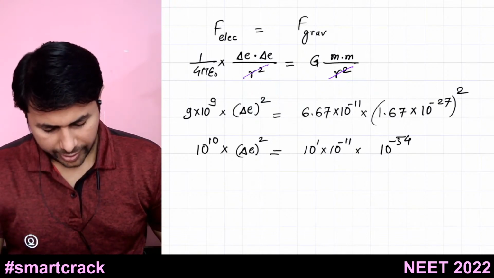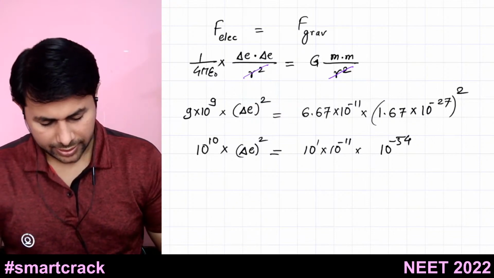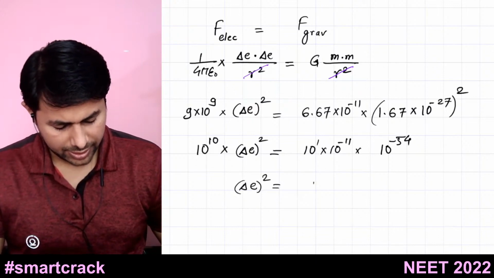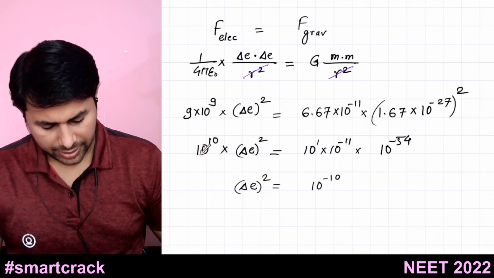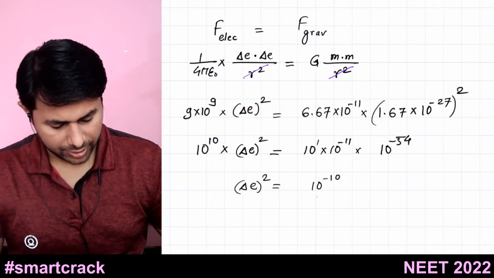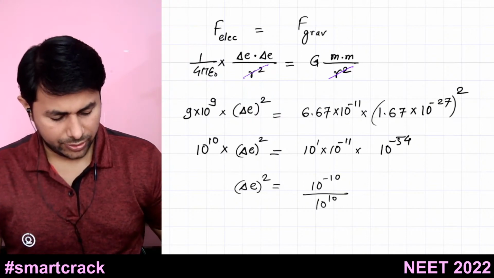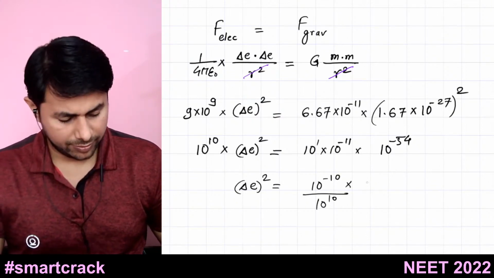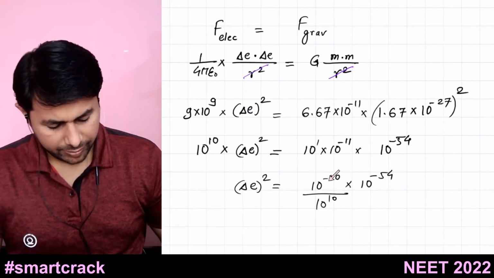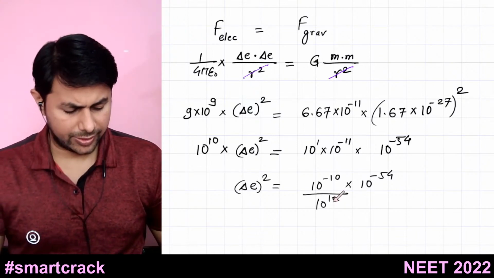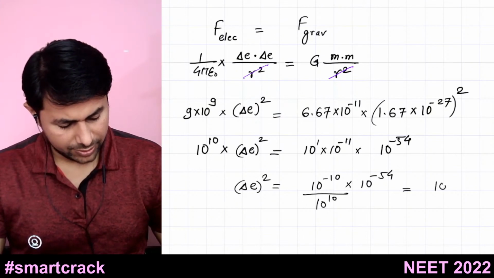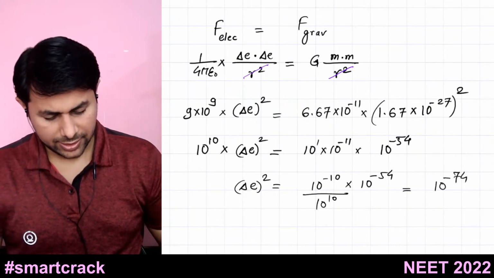So let's take this 10 raised to 10 on the other side. What do we get? Delta E square equals 10 raised to minus 10, and this 10 raised to 10 on the other side will become 10 raised to minus 10, or you can say it's 10 raised to 10 in the denominator. If you take it in the numerator, it becomes 10 raised to minus 10. So 10 raised to minus 54 minus 10, that is minus 64, minus 10 is minus 74. It is 10 raised to minus 74, and this is delta E square.